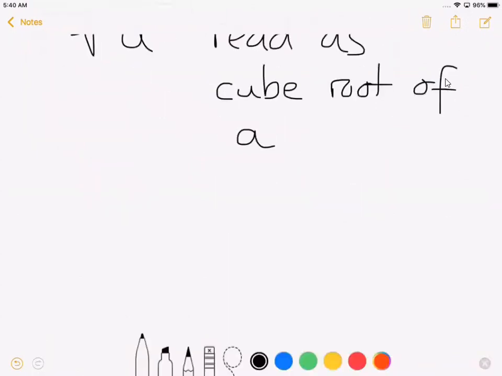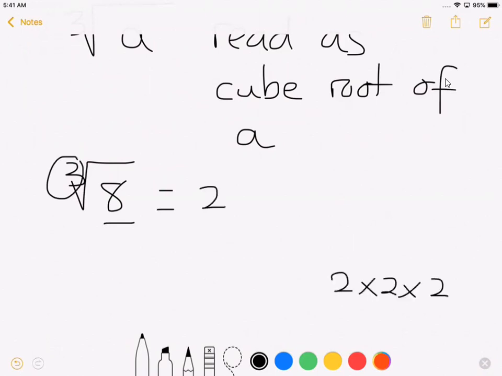When you say the cube root of 8, we are looking for a number so that when I multiply it by itself, how many times? 3 times, I get 8. So that number is 2, because 2 times 2 times 2, I get 8.